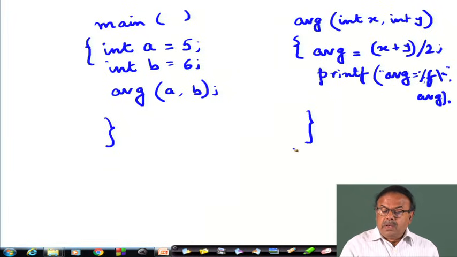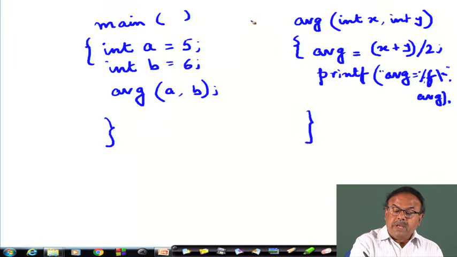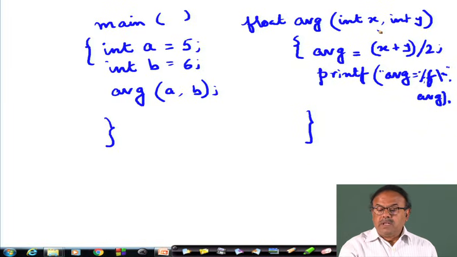And I can write return or I may not write return. So, what will happen? This will come here, 5 and 6; 5 will be passed on here, x will be 5, y will be 6, the value will be 5.5, that will be printed here. But I have to give a type to this average, because here the type is not defined. So, I have to say this will be float average, because there is some type to this variable which will hold the value.